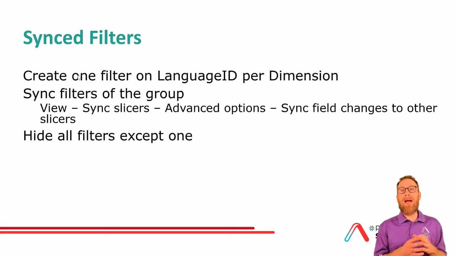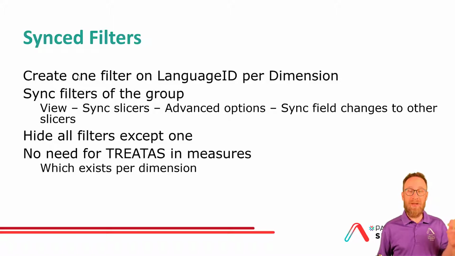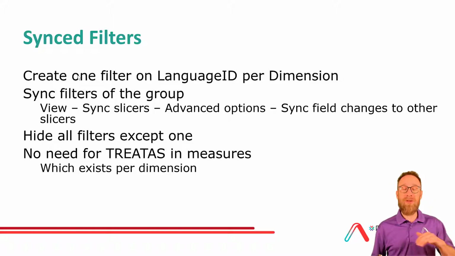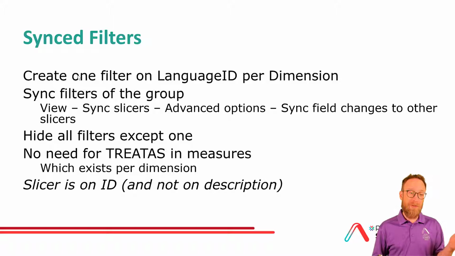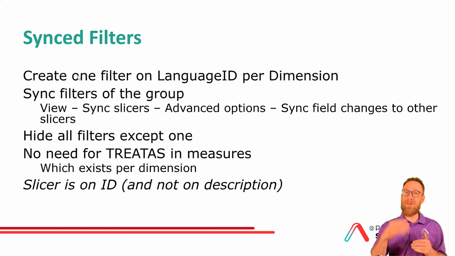And of course, I do not want to drive the users crazy by showing them several filters on the language. I would only show one and hide the other ones. So then we don't need treat as, which we have per dimensions. So it's easy on that part. But remember that we don't have this logic then in the model. So the model doesn't filter on the languages, and the DAX measures are not filtering. We are depending on that in every report connected to the model, the slicers are synced.